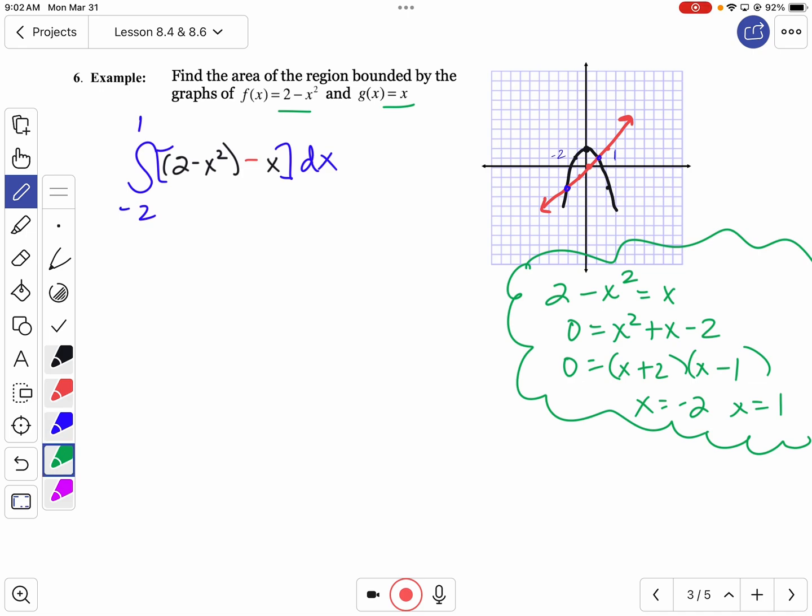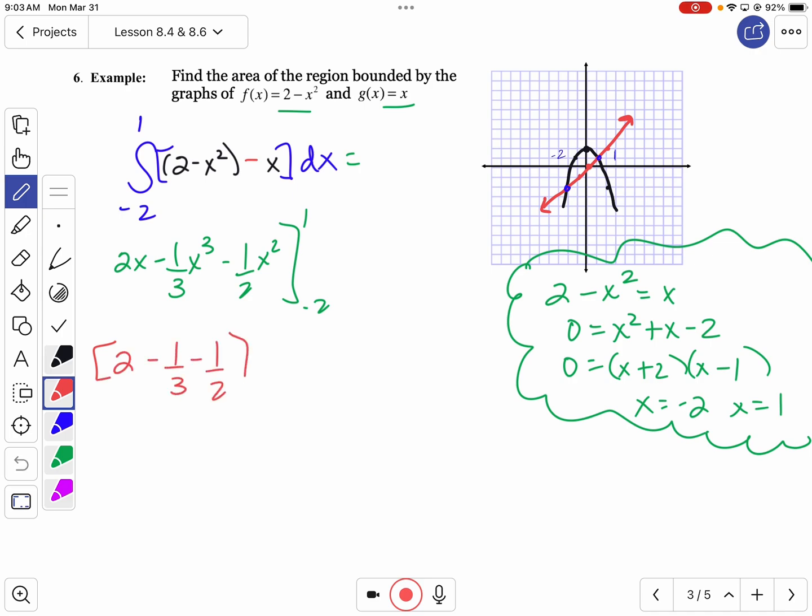Typically, the antiderivatives are not difficult when we do these, which is nice. And if they are, they let you use a calculator. So this is going to give me 2x minus 1/3 x cubed minus 1/2 x squared. We're going to go from -2 to +1. Be really careful when you evaluate here. So 2 times 1 would be 2, minus 1/3, minus 1/2, minus, and I use parentheses so I don't mess up.